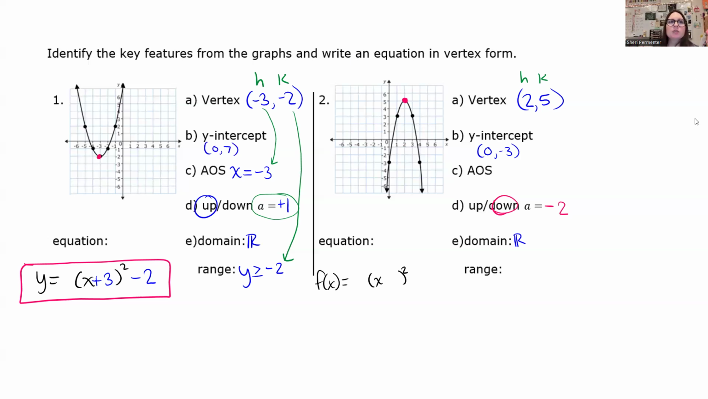Over here. So to write my equation, all I need is A, H, and K. So I have A, H, and K. I can write my equation. So my equation, A comes first. This is a -2, so that's what goes in front of the parentheses. -2. H is opposite, so when it goes in the parentheses, it's going to be what?